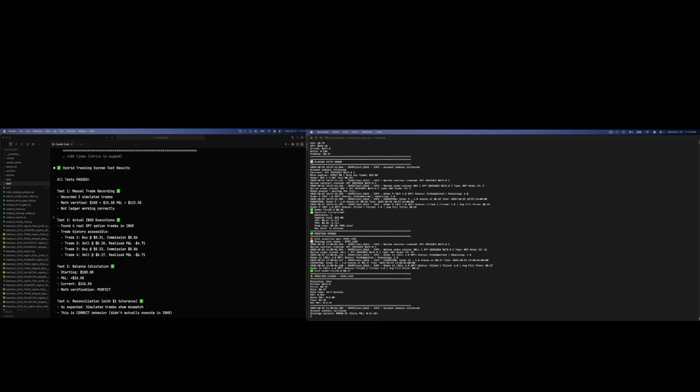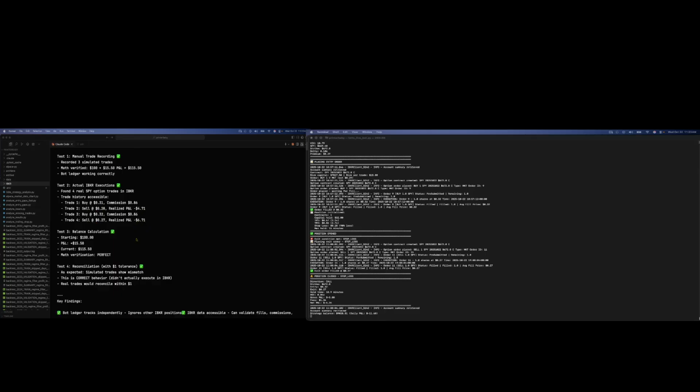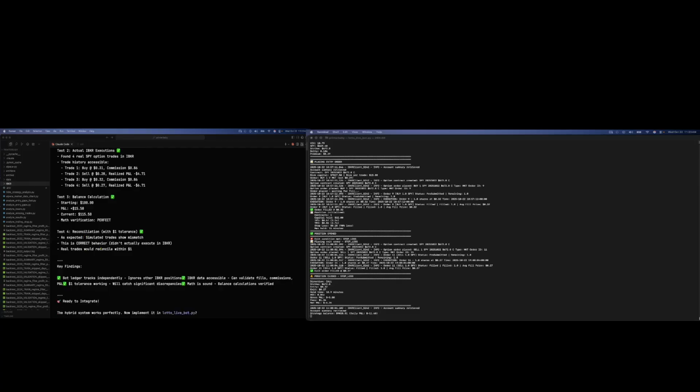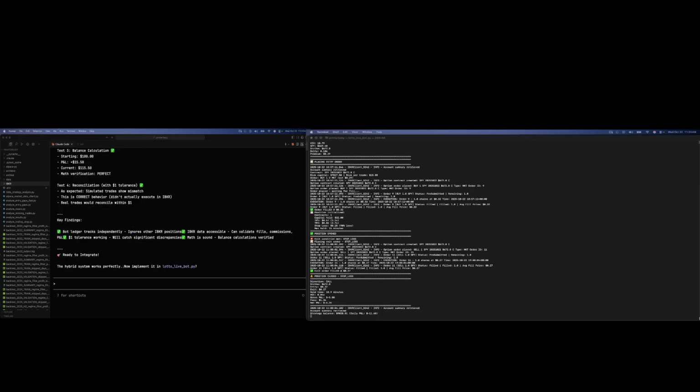So I tested the manual trading, simulated 3 trades, math verified. Okay, the bot ledger's working. Actually found 4 SPY options at IBKR: commission, sell, buy, commission. Okay, calculation is perfect. Reconciliation with $1 tolerance. As expected, the simulated trades show a mismatch. This is correct behavior, since it didn't actually execute on IBKR. The real trades would reconcile within $1. The bot trades. All right.